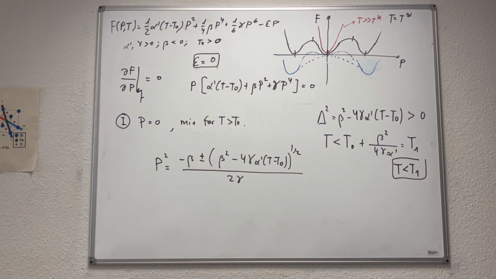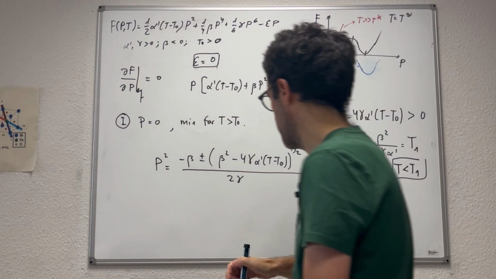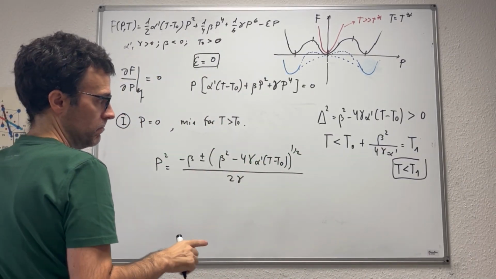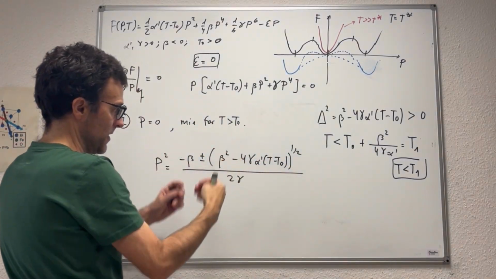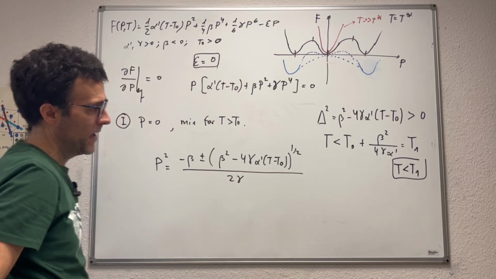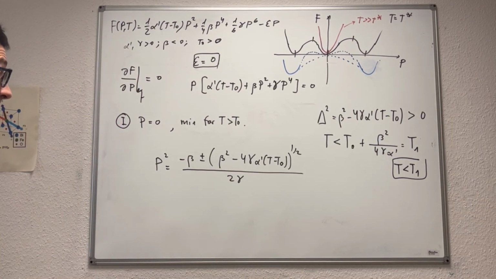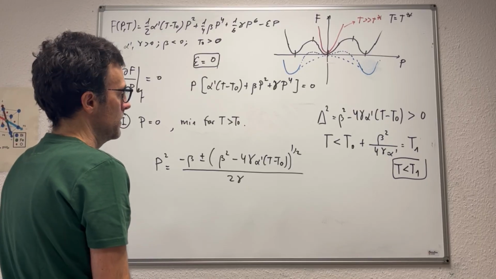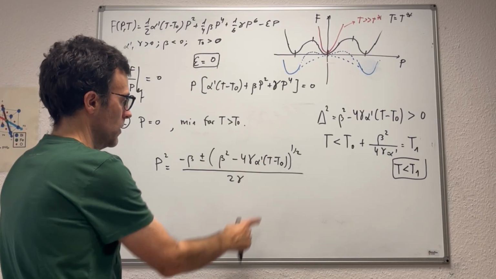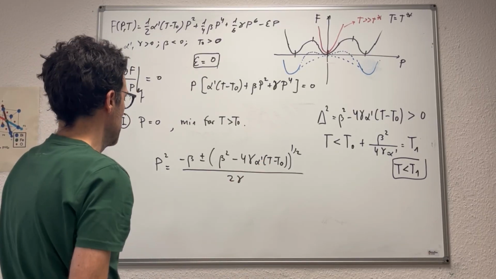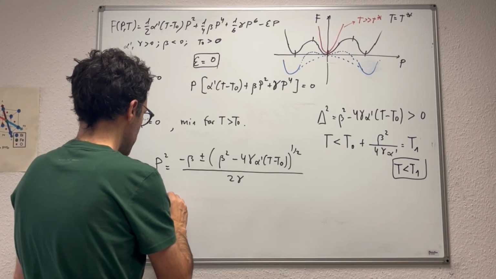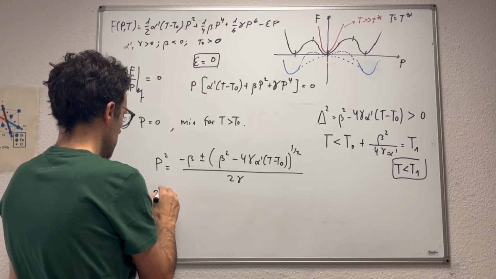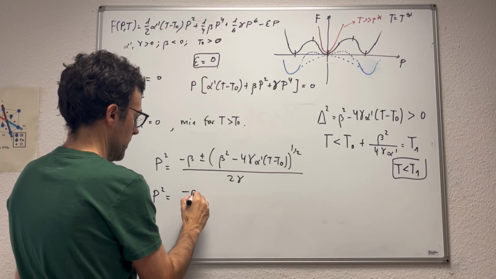Okay, and that's T1. Now, that's condition number one, and then we can continue. We have succeeded in finding cases where the square root is a real number. And to continue, let me write this in a simplified way.